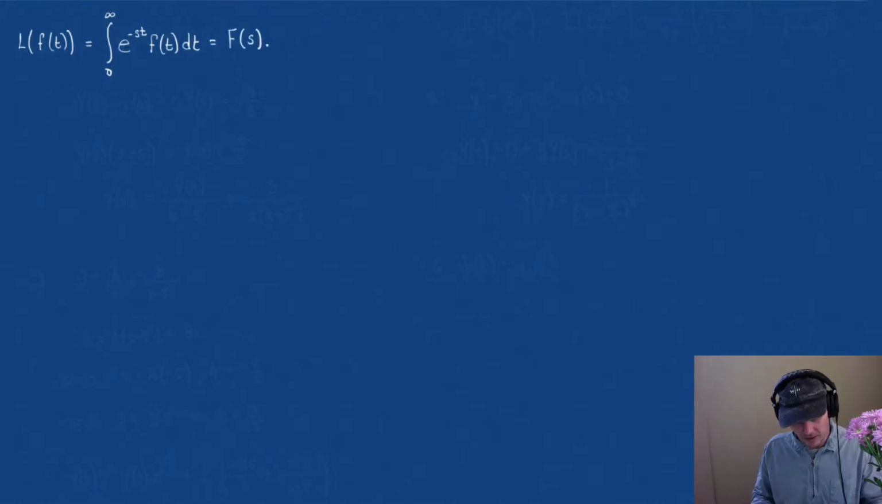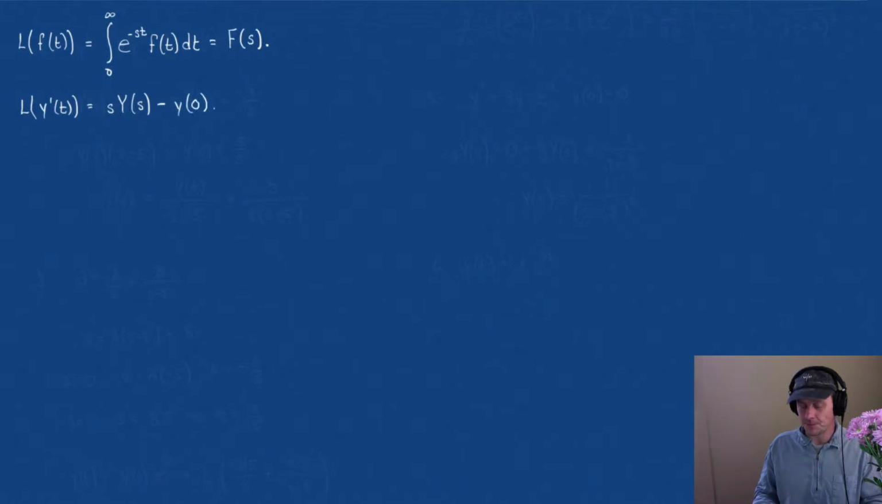We said a few other things. The Laplace transform of y prime of t, we found using integration by parts, gave us s times y of s minus the initial condition y of 0. And our last one: the Laplace transform of e to the a t is equal to 1 over s minus a. So here are the problems that we're going to try today.